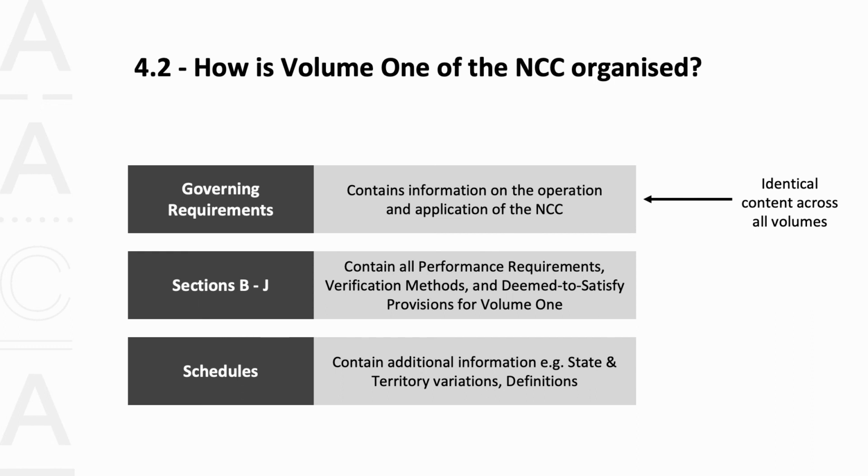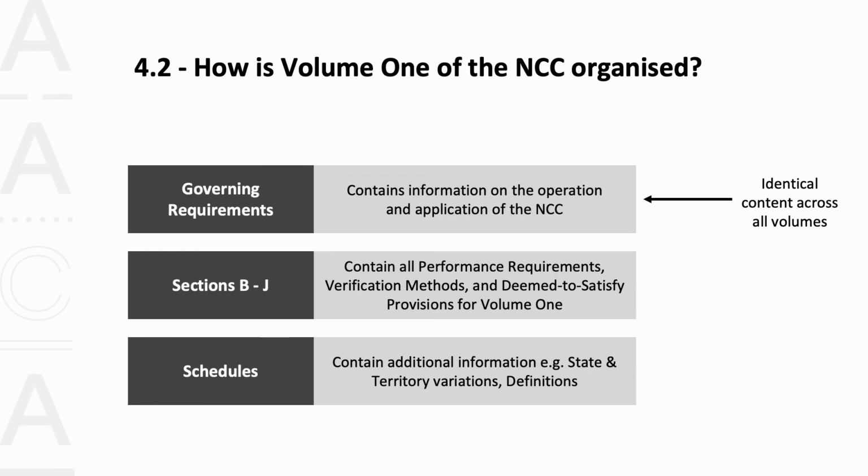That is, all those applicable to Class 2 to 9 buildings, and as mentioned, some Class 1B and Class 10 buildings and structures. This includes performance requirements, verification methods, and deemed to satisfy provisions for building structure, health, independence, comfort and well-being, so amenity, safety, including fire safety, access and safe movement, a building's energy efficiency, and a range of other aspects and special building types.